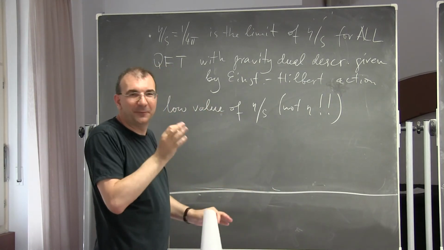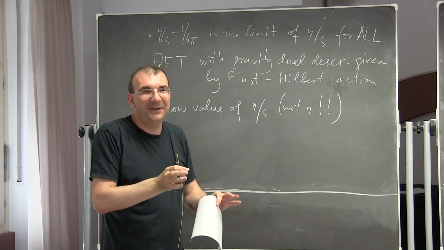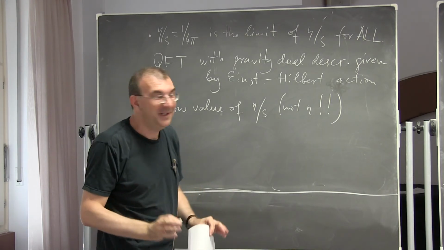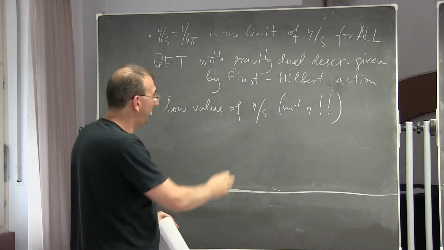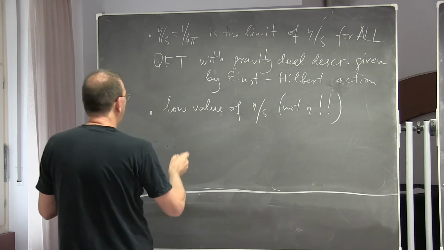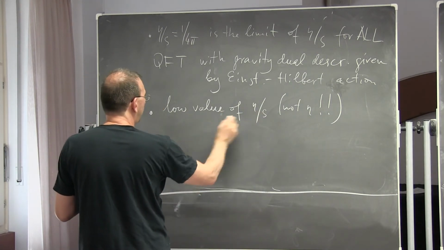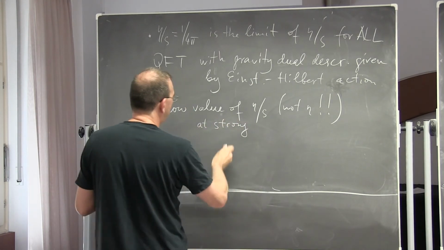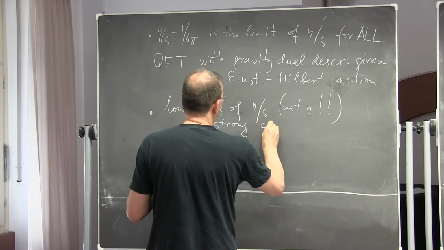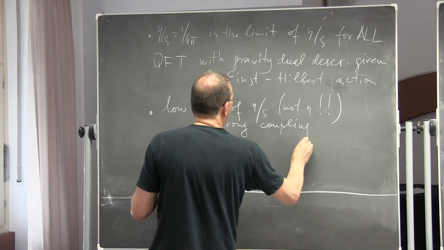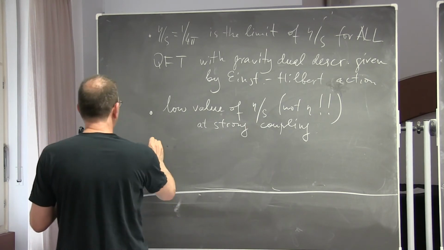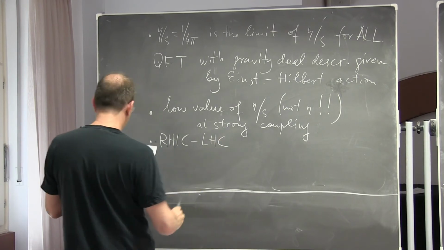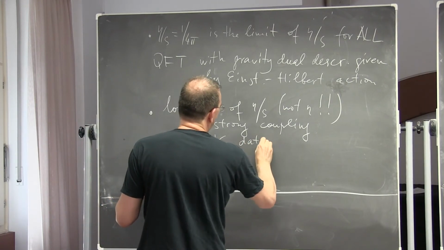Right. Viscosity of quark-gluon plasma is not very different from viscosity of glass. Okay, it's a very large number. But the ratio is indeed extremely small, the ratio to entropy density. So we have a low value of this parameter at strong coupling, and this seems to be a generic property at strong coupling.